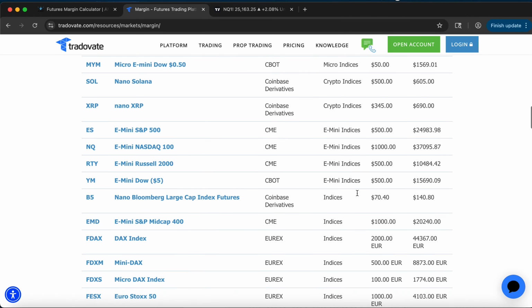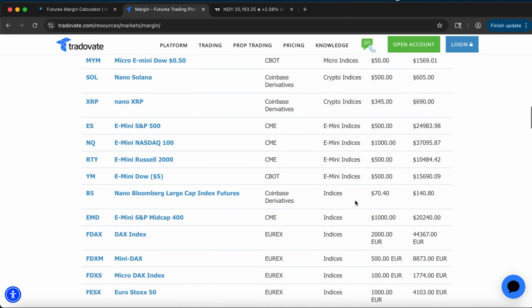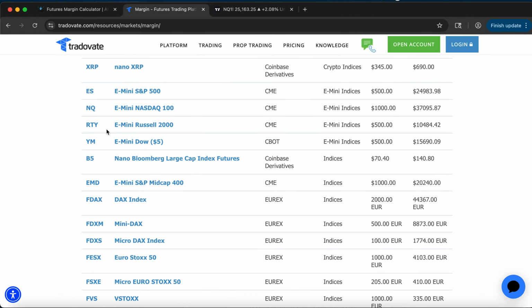But just to go through for the minis, ES Mini 500, NAS Mini 1,000. Pretty much everything you saw for micro, you always just times it by 10. That's pretty much what you're gonna get. That's the general rule of thumb. Whatever you see for micros, just times it by 10 for minis. US 30, 500. Same thing, 15,000 to the 90.